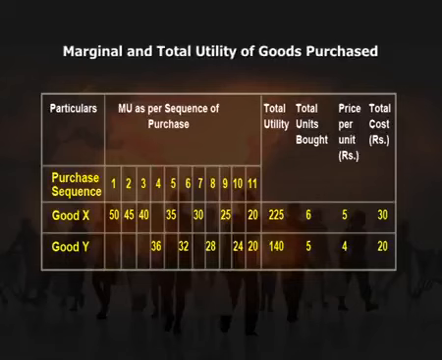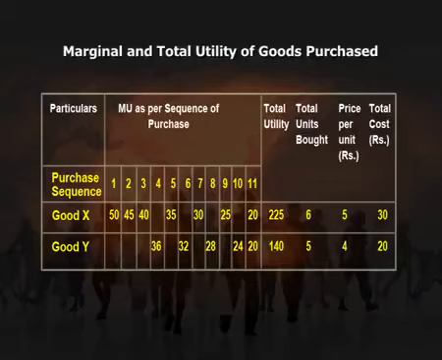Now, let us see the table of marginal and total utility of goods purchased. This table shows the sequence of goods X and Y purchased by the consumer. He decided to buy X as his first, second, third, fifth, seventh and ninth choice. And he decided to buy Y as his fourth, sixth, eighth, 10th and 11th choice. It may be noted that for his 11th choice, both the goods X and Y provided him the same level of satisfaction, that is 20 utils of MU. In such a situation, the consumer has to use his own option and buy the choice that is more economical.